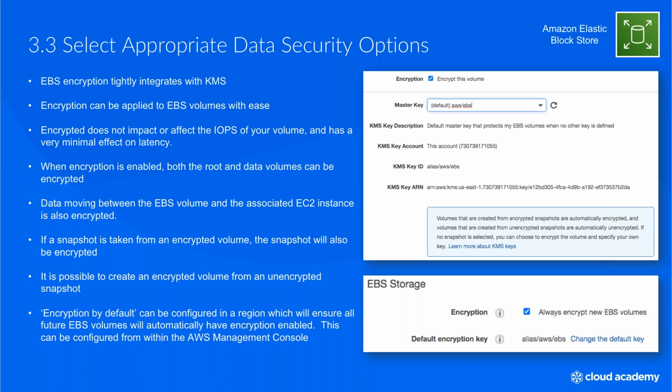Also, finally, take a look at the default regional encryption that you can implement, which will ensure all future EBS volumes will automatically have encryption enabled. And you can see that in the bottom right image there. It can easily be configured from within the AWS Management Console, and it's simply just a tick box.